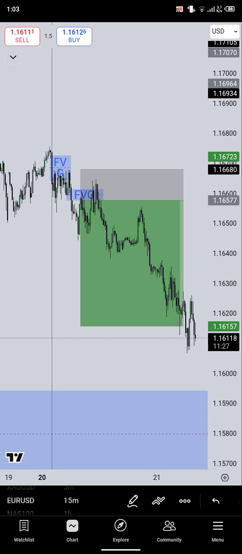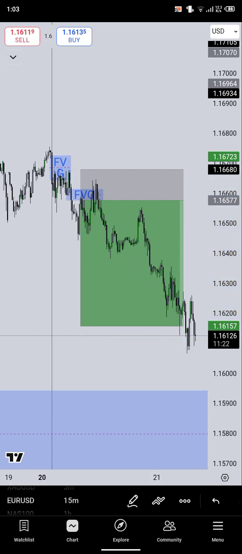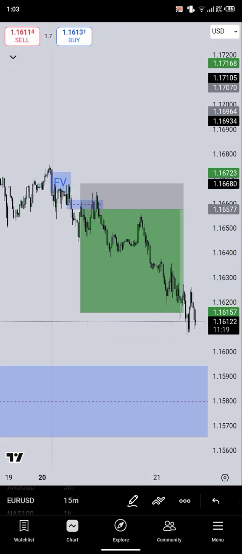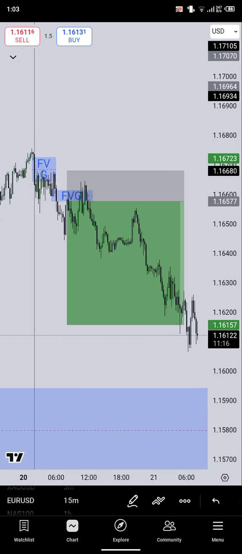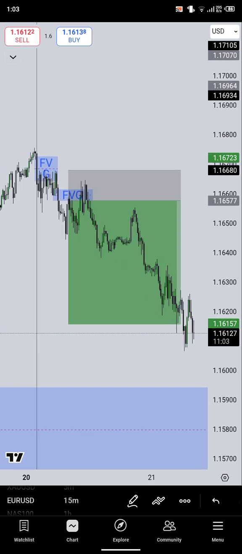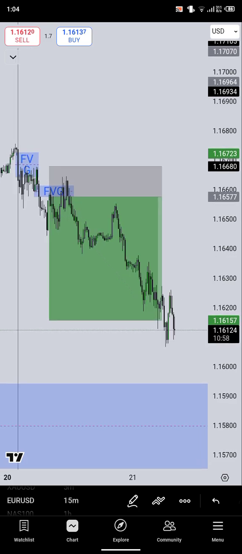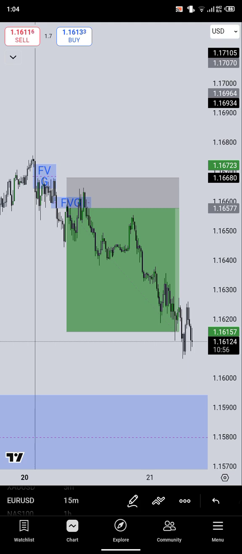So, this was a 4-hour trade I caught on Euro USD, and I like to do reviews and journaling on the things I've done in the past. So this is a review of the trade I caught. This was a 4-hour trade on Euro USD.